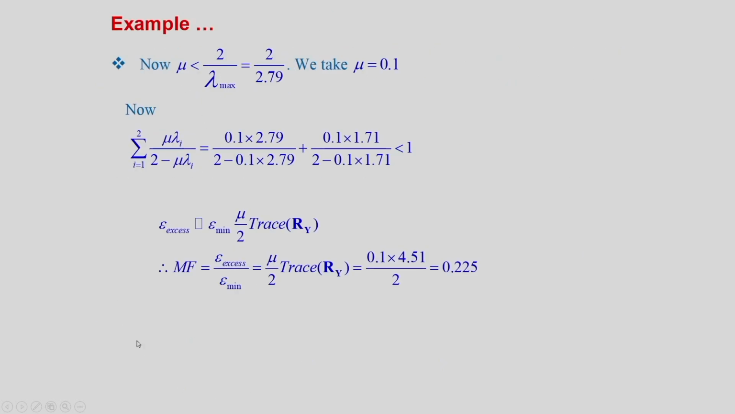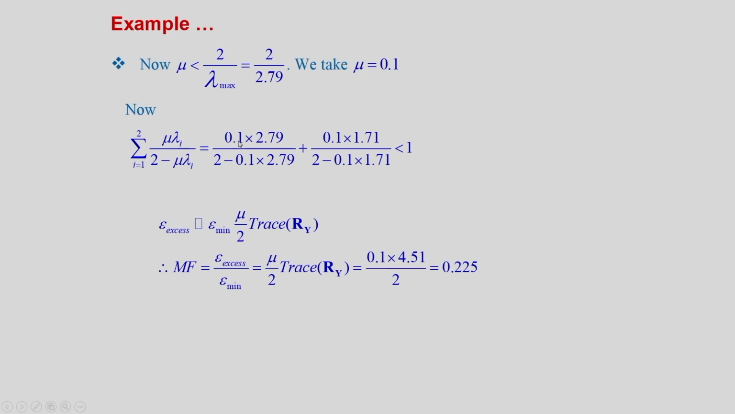Mu should be less than 2 by lambda max, and that is less than 2 by 2.79. We choose mu small for excess mean square error, so we take mu equal to 0.01. This is less than this quantity. Then we see this factor, because we want to determine the excess mean square error. Therefore, we have to determine the summation of mu lambda i divided by 2 minus mu lambda i, going from 1 to 2, here m is 2.